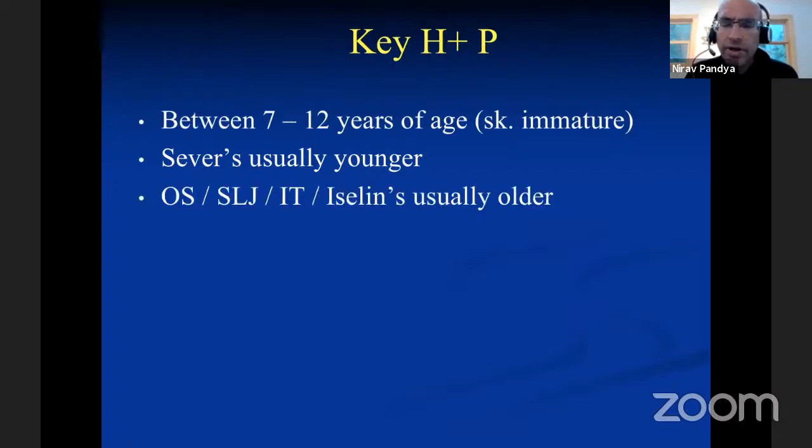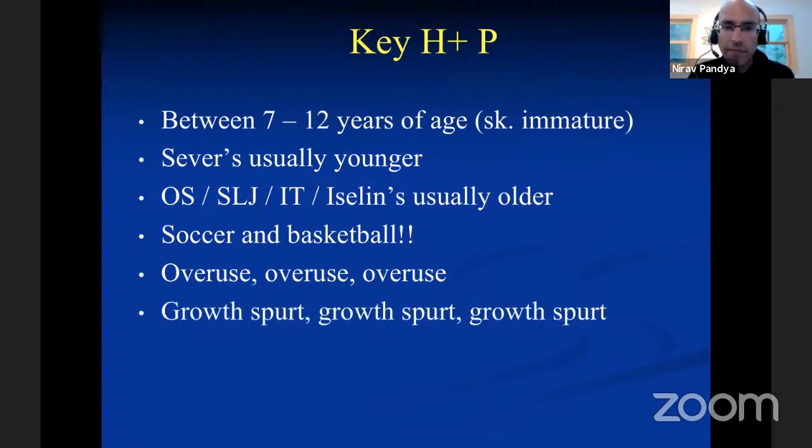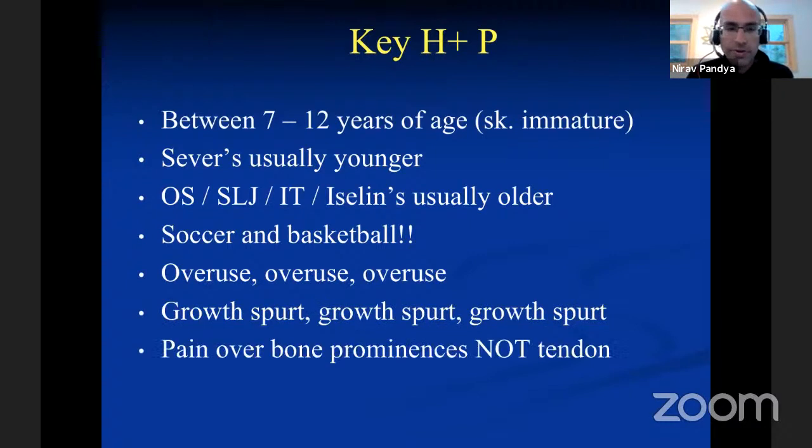And then the Osgood-Schlatter's, SLJ, ischial apophysitis and Iselin's are usually much older. I think a lot of that has to do with how the foot grows earlier than those other areas. These typically are soccer and basketball players. It's always related to overuse. They're the kids who come in playing 15 hours a week. They've had pain for 6 weeks, and they're continuing to play, and they're going through a growth spurt as well.